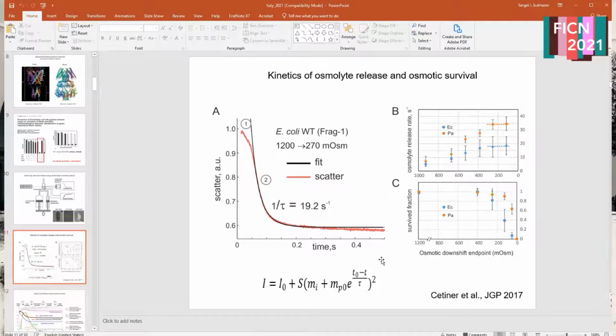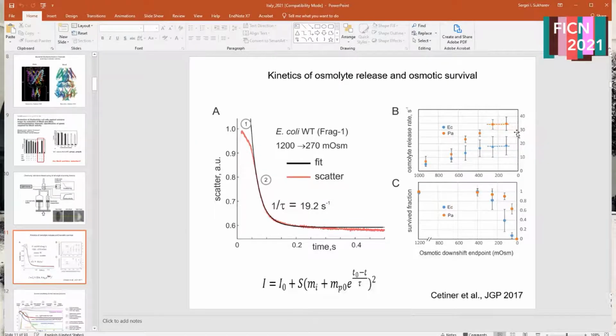So to illustrate that that's the kinetic game, here is the plot of the strength of the osmolyte release rate. That's 1 over tau, as a function of the end osmolarity. So that's the magnitude of the shock in reverse. So we start with 1200, and then we go down, down, down, and we drop, and we see that the rate, of course, increases because the osmotic gradient increases tremendously.